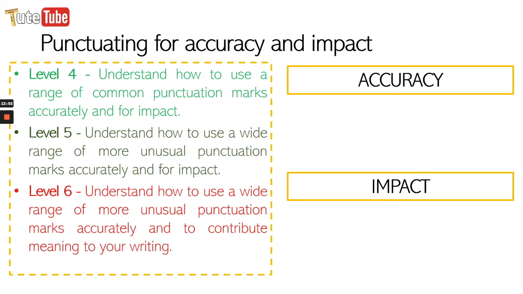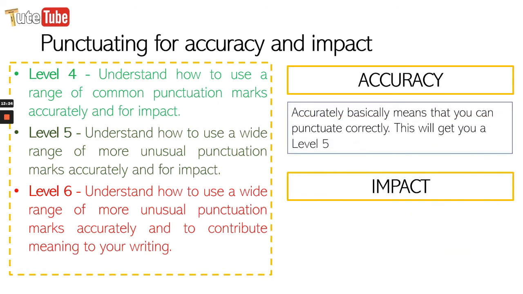A level 4 response for question 5 shows that you understand how to use a range of common punctuation marks accurately and for impact. Level 5, you understand how to use a wide range of more unusual punctuation marks accurately and for impact. And level 6 is to understand how to use a wide range of more unusual punctuation marks accurately and to contribute meaning to your writing. So you can't really get to the impact part unless you've got the accuracy part right.